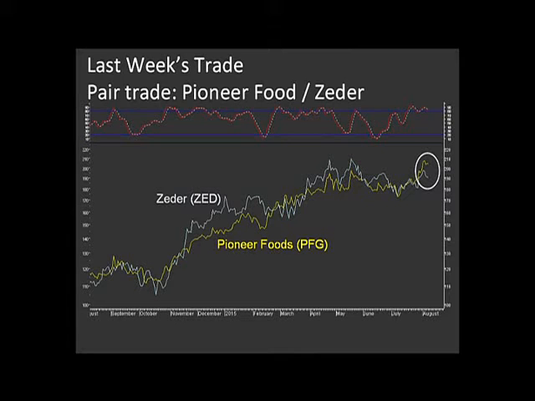And you can see the ZED share price is in blue and the Pioneer Foods share price is in yellow. And every now and again, you get these situations where the ratio opens up, and invariably it comes back together at some point. Now, we're in one of those situations at the moment where Pioneer Foods has moved a lot higher relative to ZED. And that shouldn't really happen, and I see this as a bit of an anomaly, which will probably correct itself ultimately.